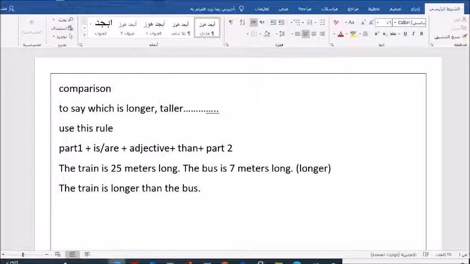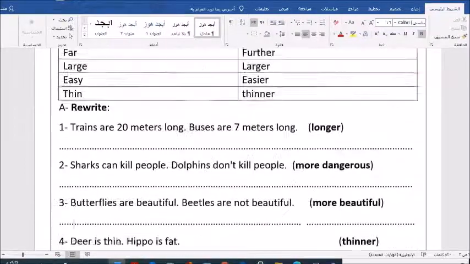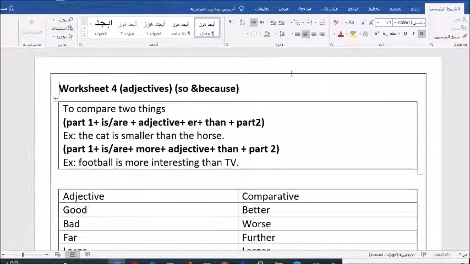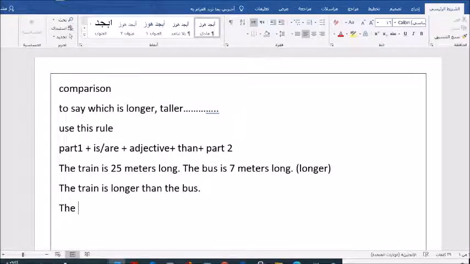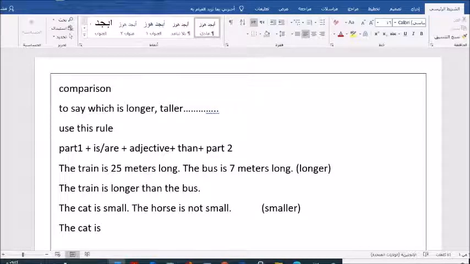Okay, let's have another example to understand the rule very well. Cat and horse. The cat is small. The horse is not small. Now I want to use smaller. Follow the rule. Part 1, the cat. Singular, so is. Plus the adjective small, which ends with ER. And then I put the word than, and then part 2, which is the horse. It became: the cat is smaller than the horse.